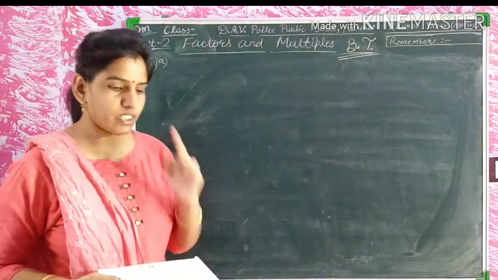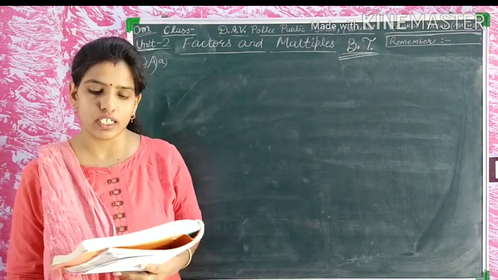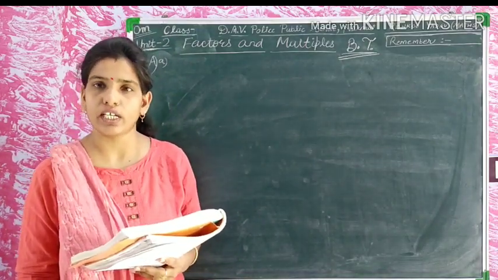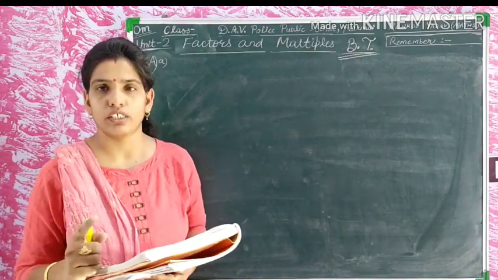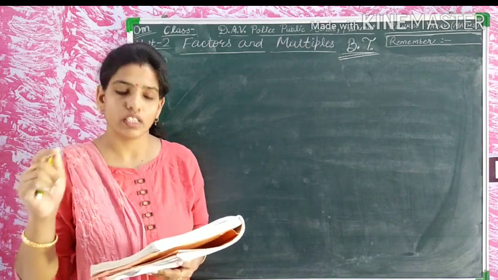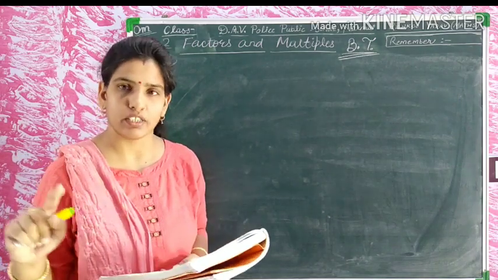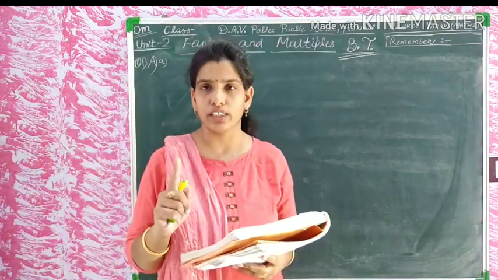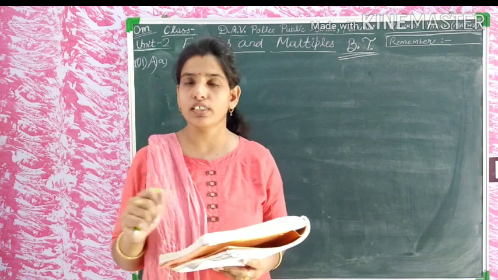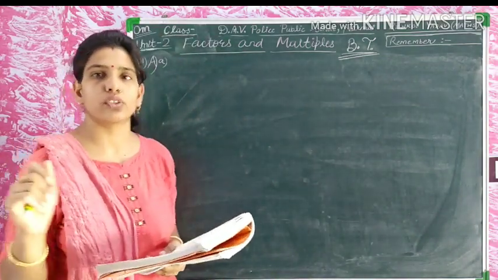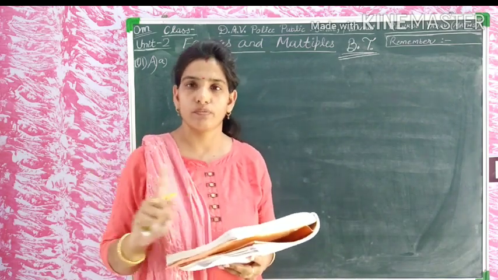In the first question, I will read the question. 6 bells commence tolling together and toll at intervals of 2, 4, 6, 8, 10 and 12 seconds respectively. The first bell tolls at 2 seconds, the second bell tolls at 4 seconds, the third bell at 6 seconds, the fifth bell tolls at 8 seconds. Like this, they are tolling together, and at which time will they toll together for the first time?